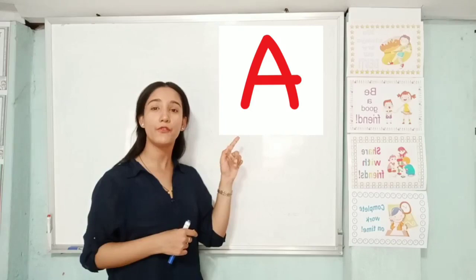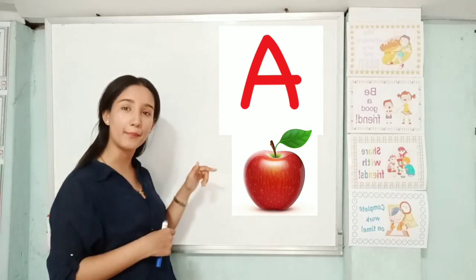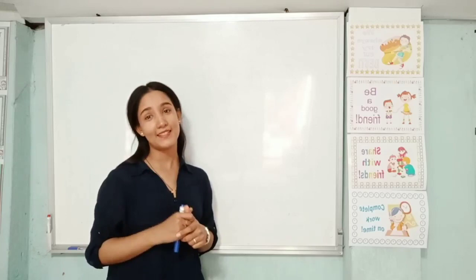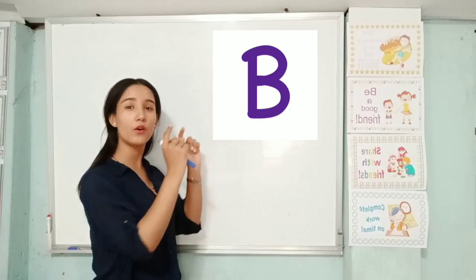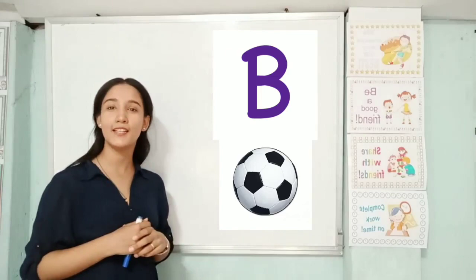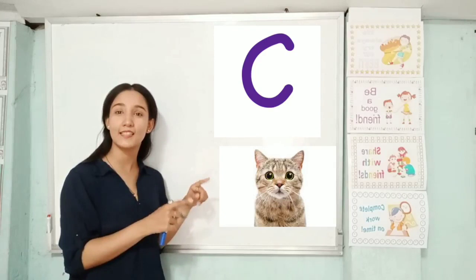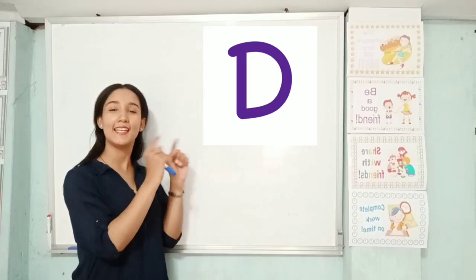A for apple. Apple. Then after A comes B. B for ball. Ball. After B comes C. C for cat. Cat. And then D. D for dog.